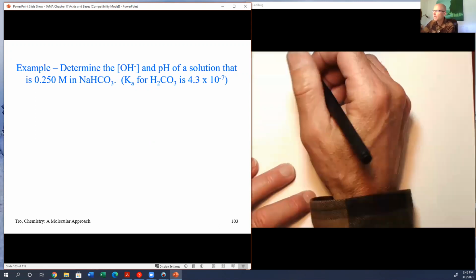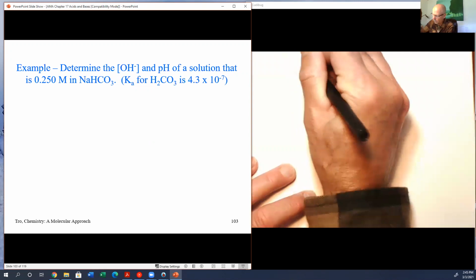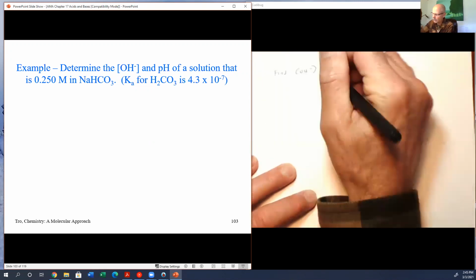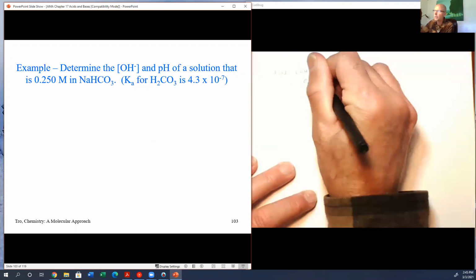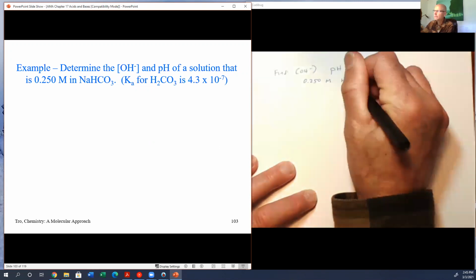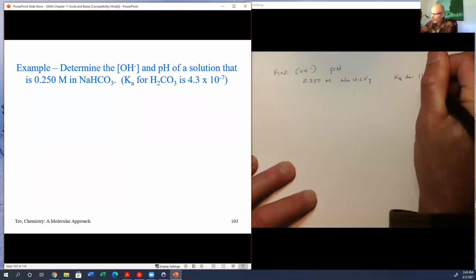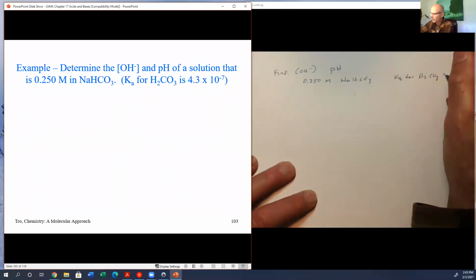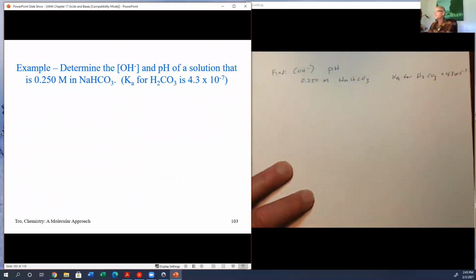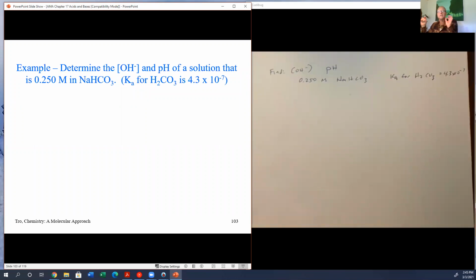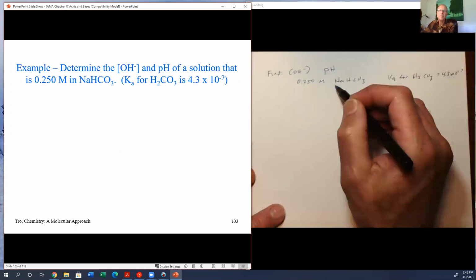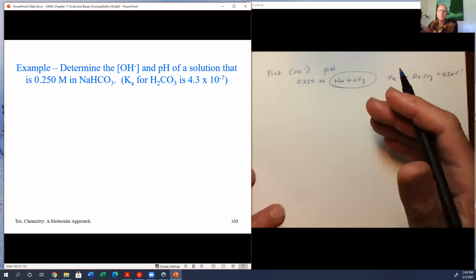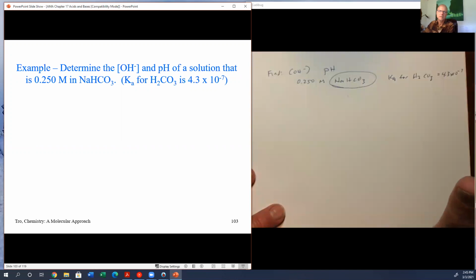We want to find the OH minus concentration and pH of a solution that is 0.250 molar sodium bicarbonate. And notice that they give me Ka for H2CO3, which is 4.3 times 10 to the minus 7. So the first thing we have to do is say, aha, they're asking me to find the pH of an ionic compound. So what am I dealing with here? Is it a weak acid? Is it a weak base? Is it pH neutral? That's the first question you have to ask yourself.